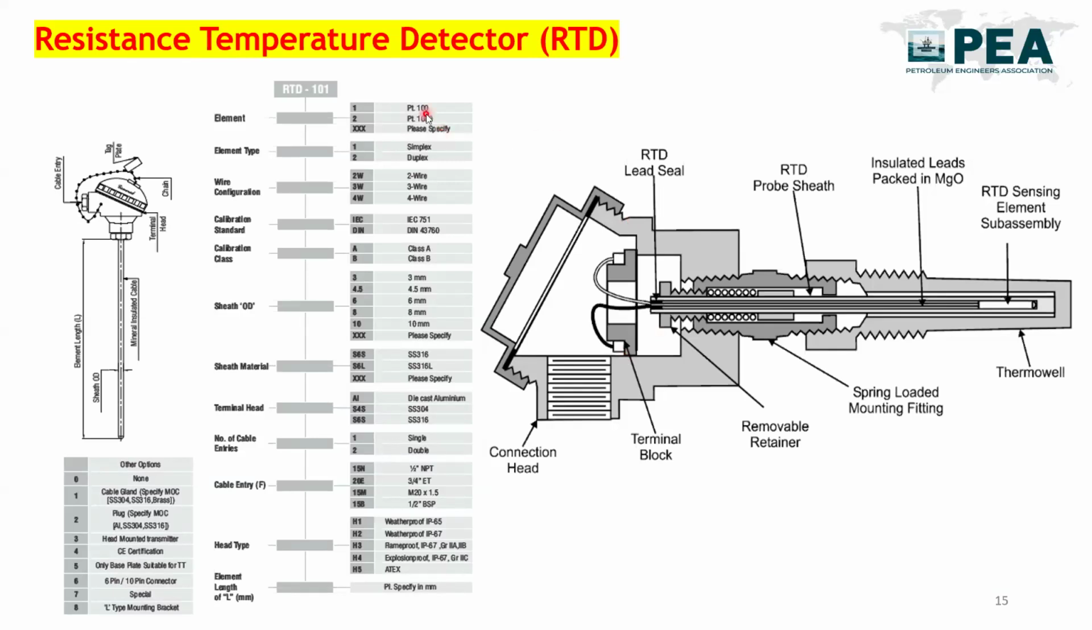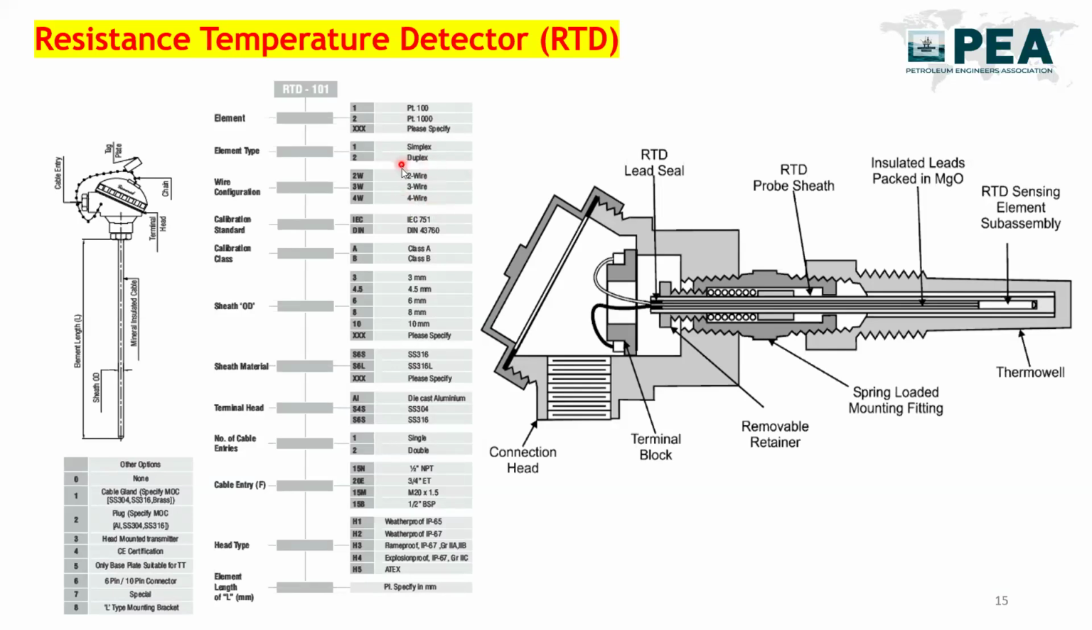In the RTD, there is a sensor element. That element may be simplex, duplex, or triplex. It will depend upon the criticality of the process, how critical the process is. On the basis of that, we will select simplex, duplex, or triplex. There are 2 wire, 3 wire, and 4 wire RTDs also. Okay, so as per our requirement, our convenience, our system requirements, or our criticality, we will go with the 2 wire, 3 wire, or 4 wire RTD.